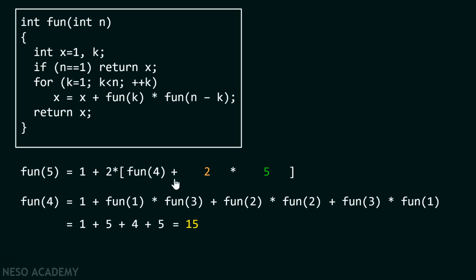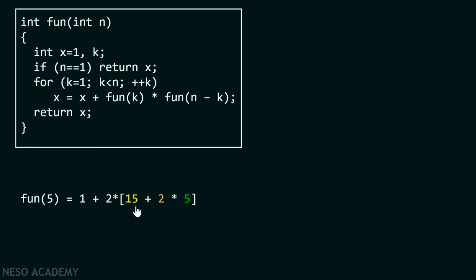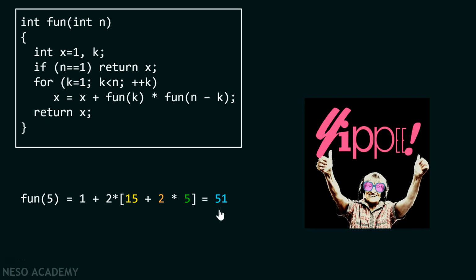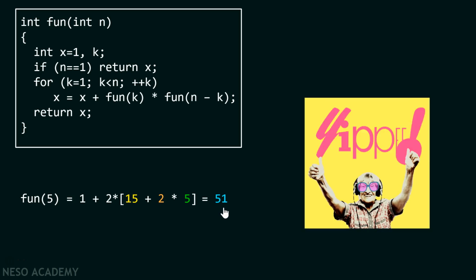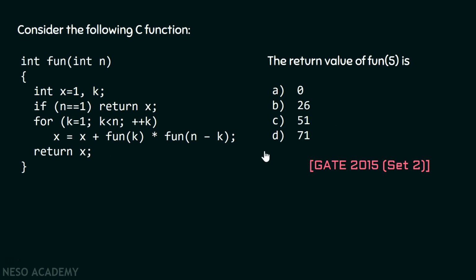So I can replace this fun4 by 15. So finally I know all these values, right? So what is going to be the final result? 2 into 5 is 10 and 10 plus 15 is 25. 25 into 2 is 50 and 50 plus 1 is 51. Therefore, the value returned by fun5 is 51. So the correct option is option C, 51.